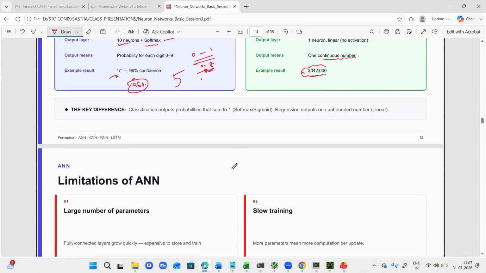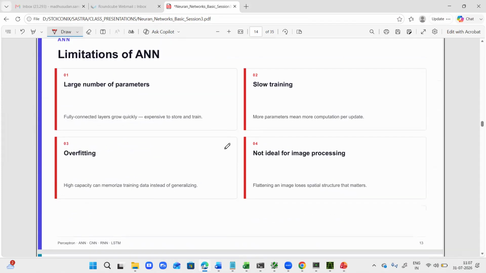Now, the key difference between classification and regression is that classification produces probabilities that sum to one, and you use softmax and sigmoid kind of activation functions. In the case of regression, it gives you an unbounded number. It's not a probabilistic value that ranges from 0 to 1. It is going to be a continuous number. So what are the limitations of ANN?